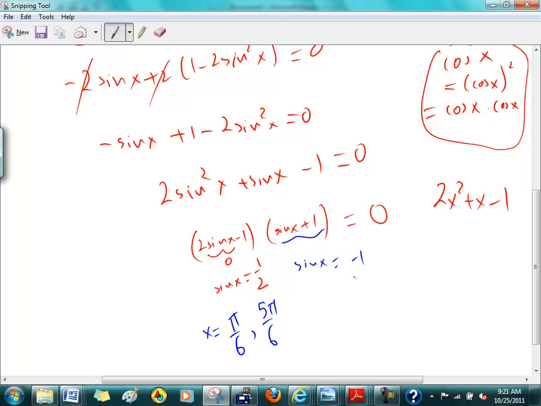And how about sin x equals negative 1? Wow, your friends are getting fewer and fewer as time goes on. Madison, 3 pi over 2.